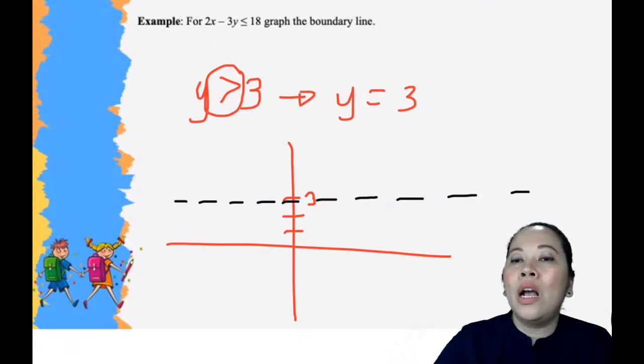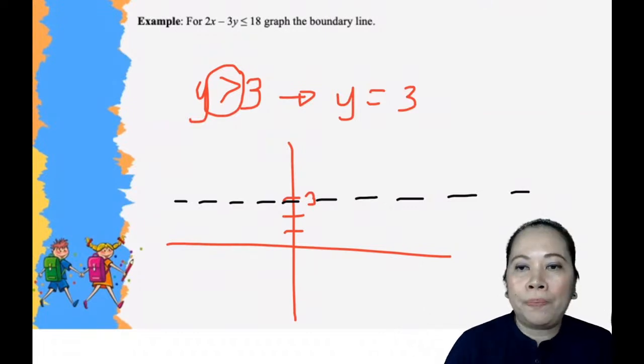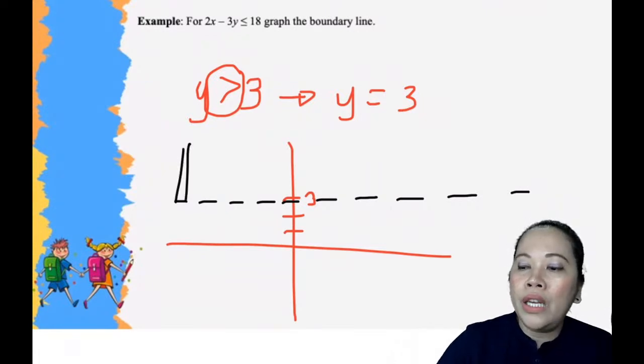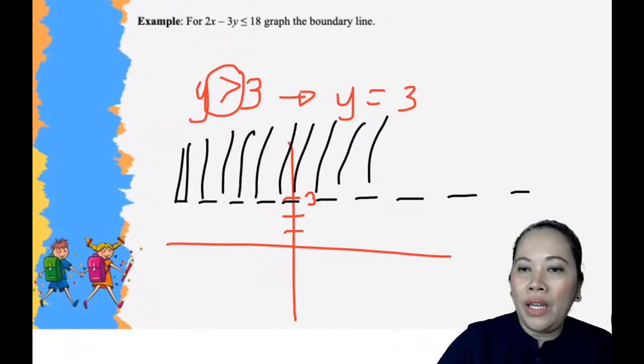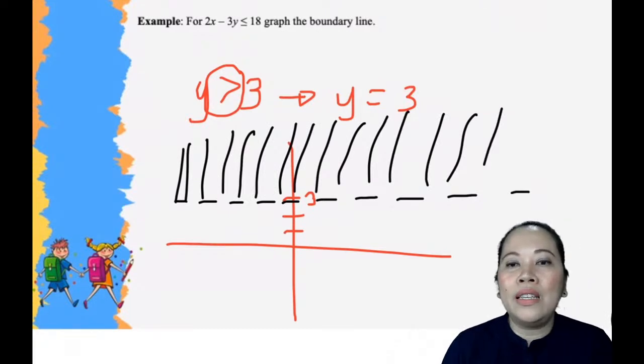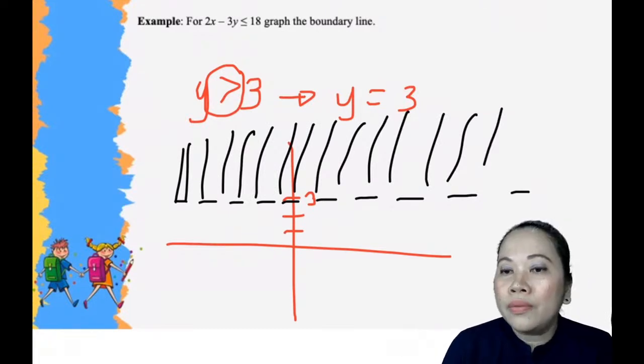All the parts where it's broken are not part of the solution. Since it says y greater than 3, what are the numbers greater than 3? 4 is greater than 3. 5 is greater than 3. 6 is greater than 3. Therefore, for your solution, you shade the upper part.